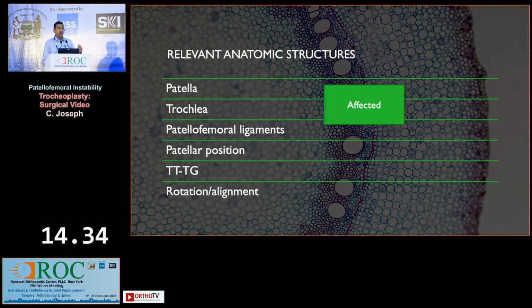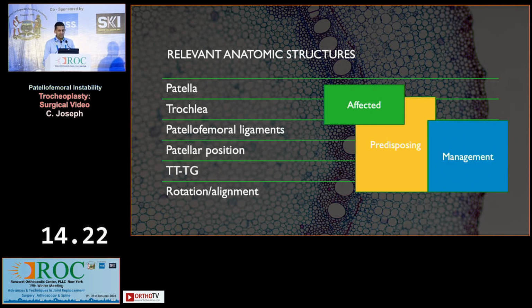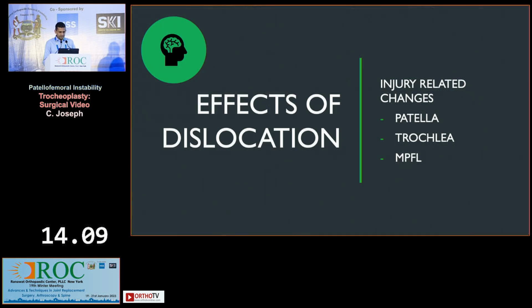The patella, the trochlea, and the patellofemoral ligaments are probably the most commonly affected structures. The trochlea, patellofemoral ligaments, patellar position, TT-TG distance, rotation, and alignment are probably involved more with the predisposing factors. And then finally, in terms of management, we're usually looking to manage the patellofemoral ligaments, patellar position, TT-TG distance, rotation, and alignment, and then sometimes the patellofemoral chondral lesion that arises from that, as well as the trochlea.